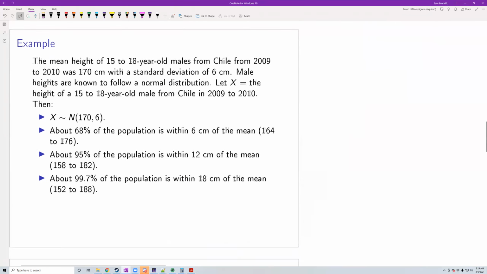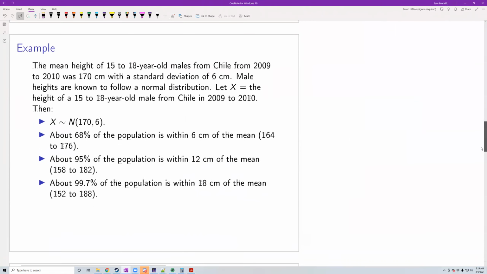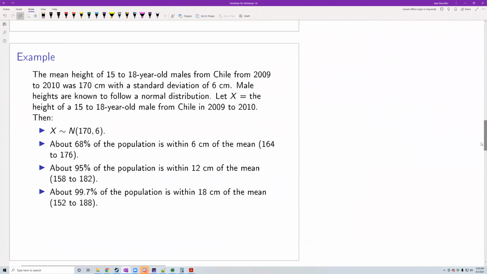Let's take a look at an example here. The mean height of 15 to 18-year-old males from Chile in the years 2009 to 2010 was about 170 centimeters and had a standard deviation of 6 centimeters. Now, height is one very common thing that follows a normal distribution. So let's suppose we let X represent the heights of the 15 to 18-year-old males from Chile in this current time period. Then we would use this notation to indicate that X is normally distributed with a mean of 170 and a standard deviation of 6.